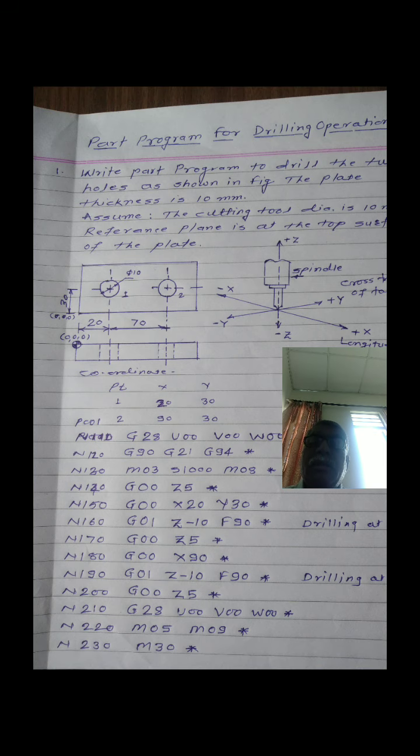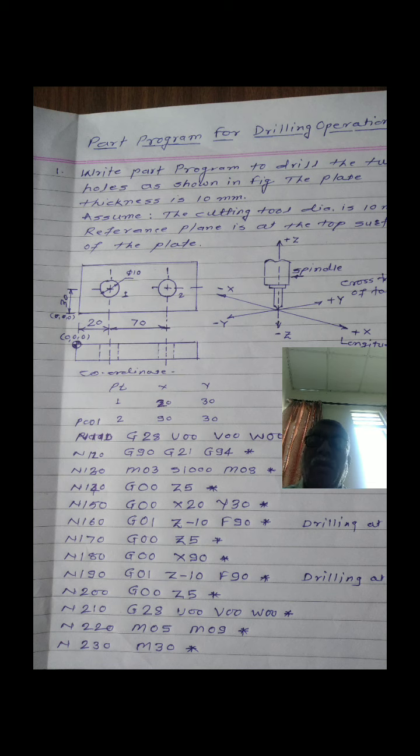For point 1, the x-axis value is 20 and along the y-axis it is 30. Is it okay? Then find out the coordinates of point 2. The X coordinate is 20 plus 70, that is 90. The X coordinate is 90. The Y coordinate remains the same, that is 30.